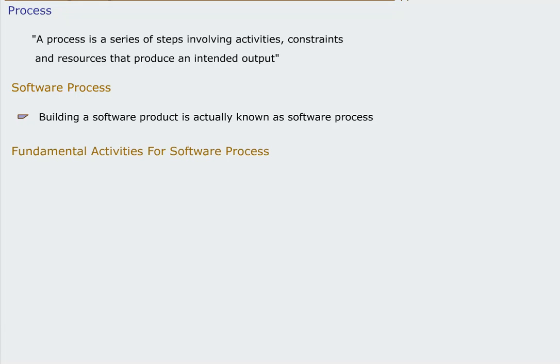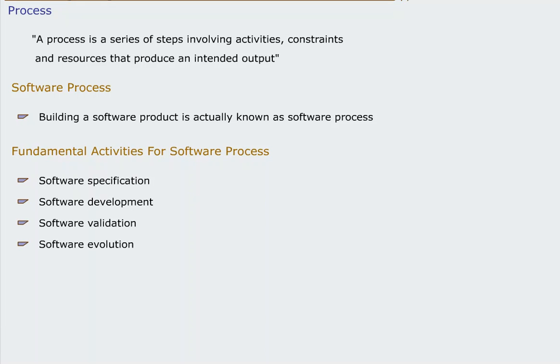There are 4 fundamental activities which are common to all software processes. These are: number 1, software specification; number 2, software development; number 3, software validation; number 4, software evolution. Different software processes decompose these activities in different ways. The timings of the activities vary, so the result of each activity is different.